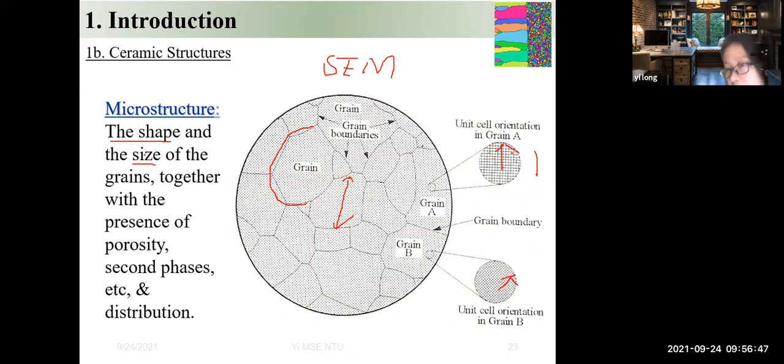Okay, the shape and the size of grains are together. Where are the pores? Do you have any pores here? Do you have any pores even inside? Most likely they will be at the grain boundaries. Okay, so where are the pores?